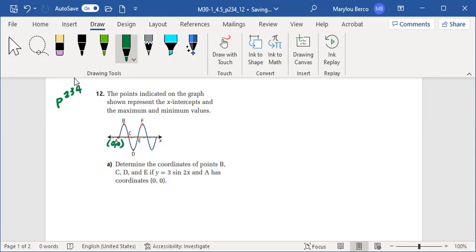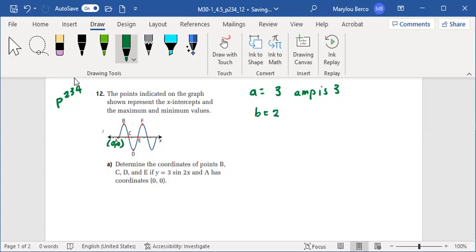Okay, so given y equals 3 sine 2x and point A was 0, 0, we have in our equation A equals 3, and the amplitude is the absolute value of 3, so the amplitude is 3. So this will be going up 3, and B is 2.